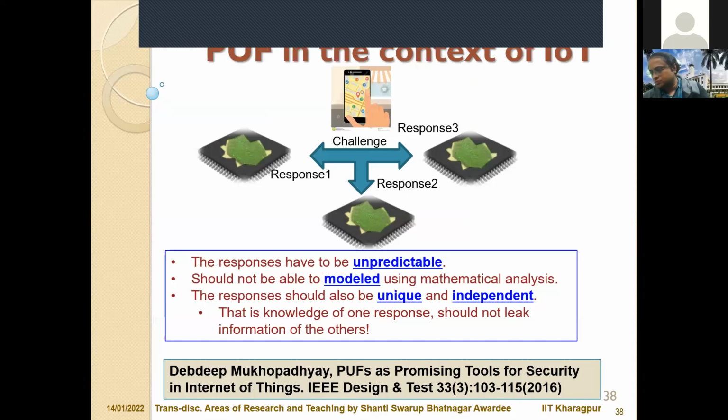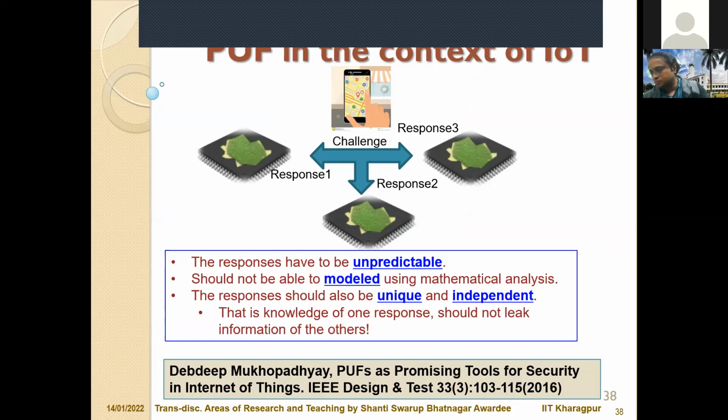So this brings in the context of PUFs, which we call physically unclonable functions. So what are PUFs? PUFs are not really mathematical functions, but circuits which, if you implement them on different devices and apply the same challenge to these devices, then the responses that you get from these devices are statistically independent.